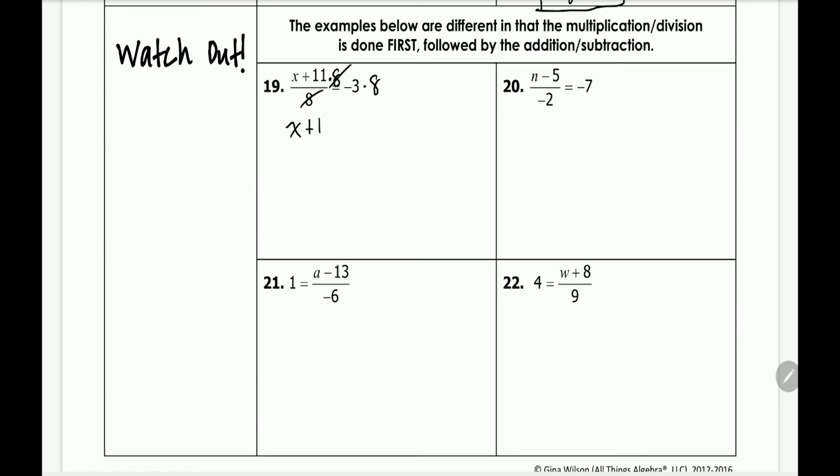We're left with x plus 11 is equal to negative 3 multiplied by 8, which gives us negative 24, and then we can get rid of the constant term. So in this case, we can subtract 11 on both sides, and that gives us x is equal to negative 35. Alright, and that's our answer.